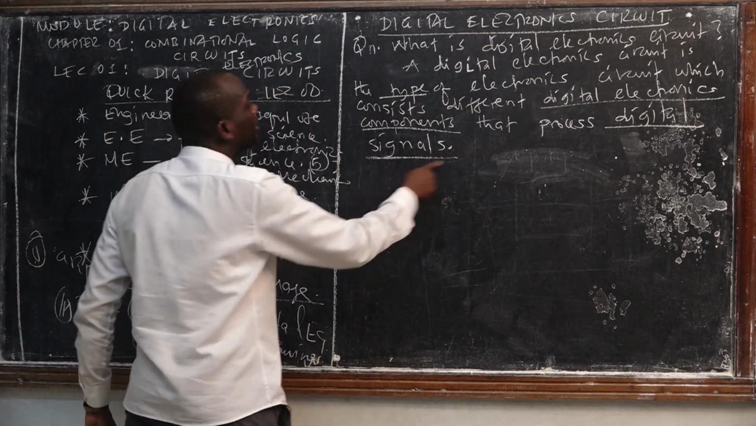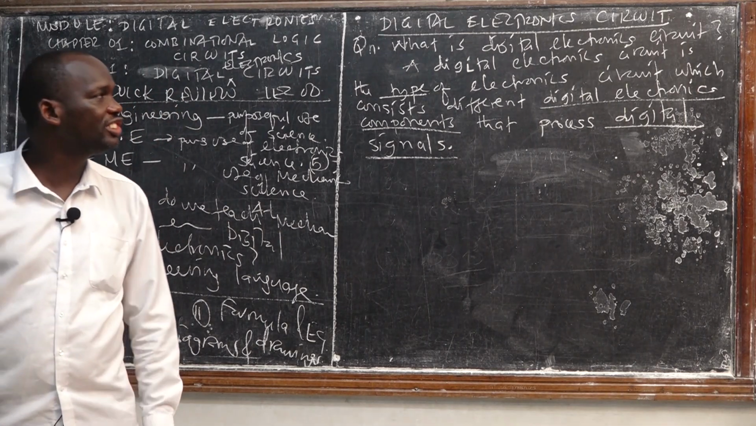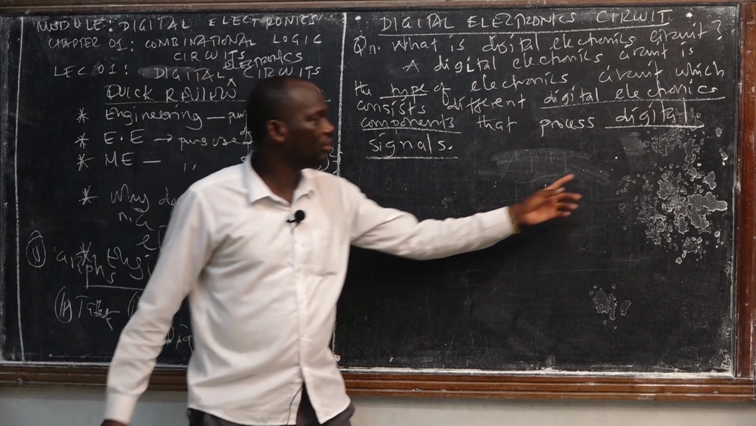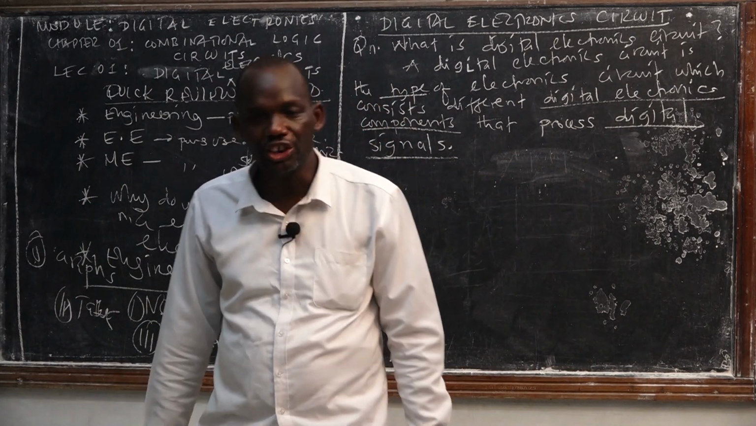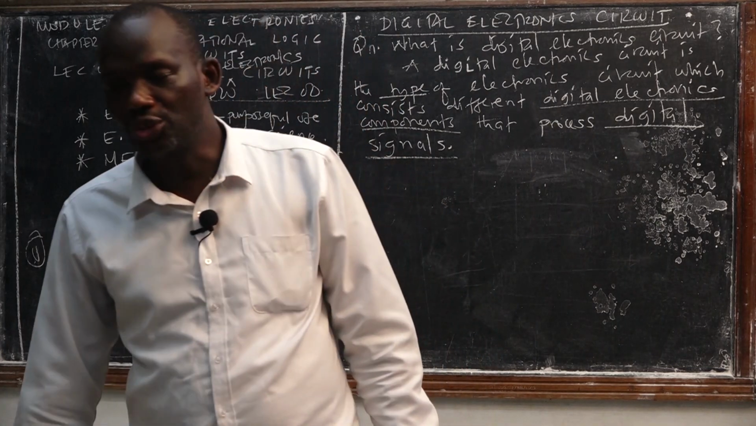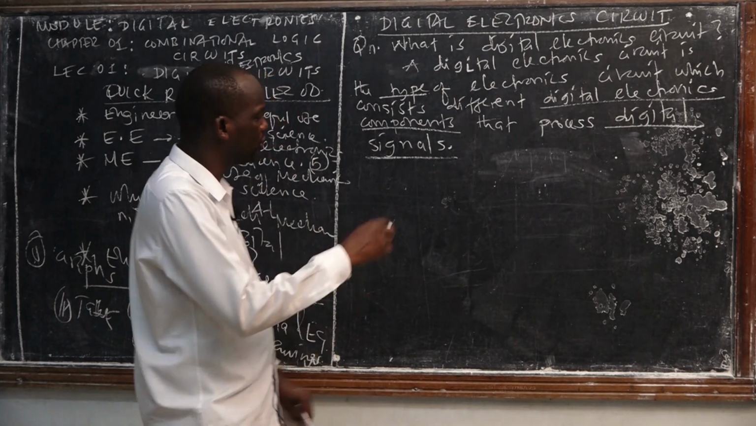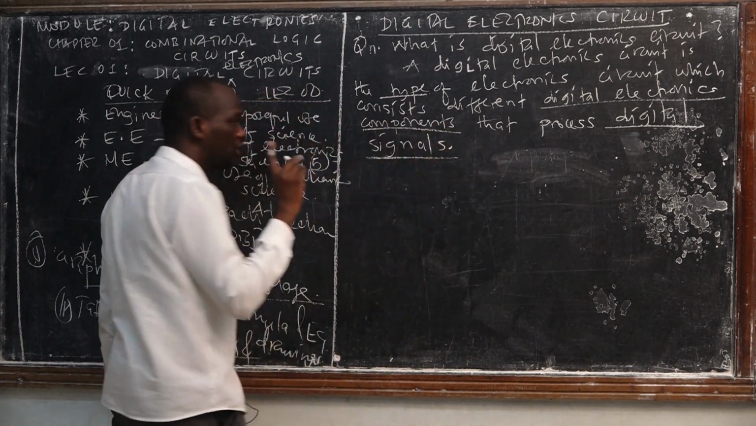Then we have another vocabulary. When we've been defining the terminology called the digital electronic circuit, we found another vocabulary. And what is the name of that vocabulary? Digital signal. Say digital signal. We have to understand what digital signal means before we continue, because these digital electronics components process digital signals.